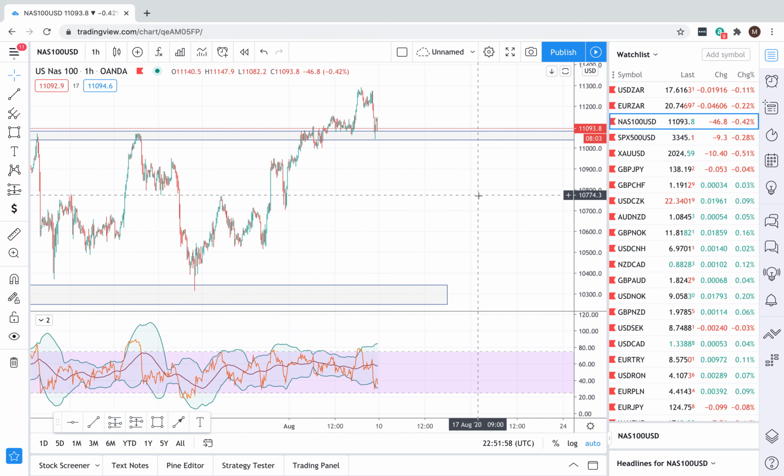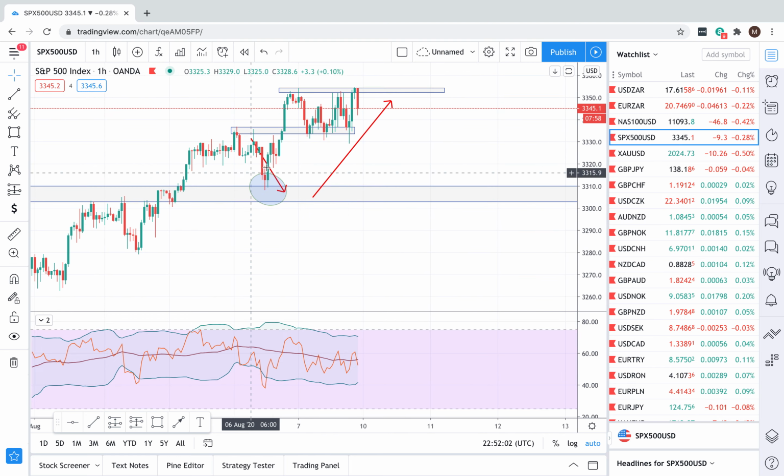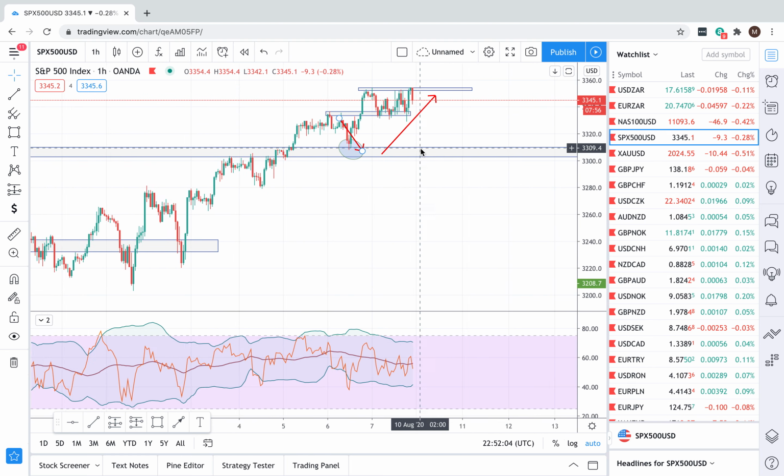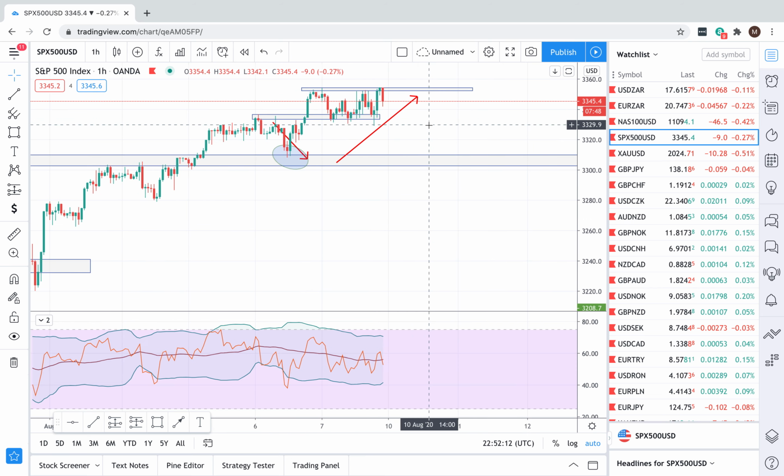All right, perfect. So SPX 500, this is an analysis I called out right here as well. Now waiting for price to break this key level and come back for a retest to go in long right there.